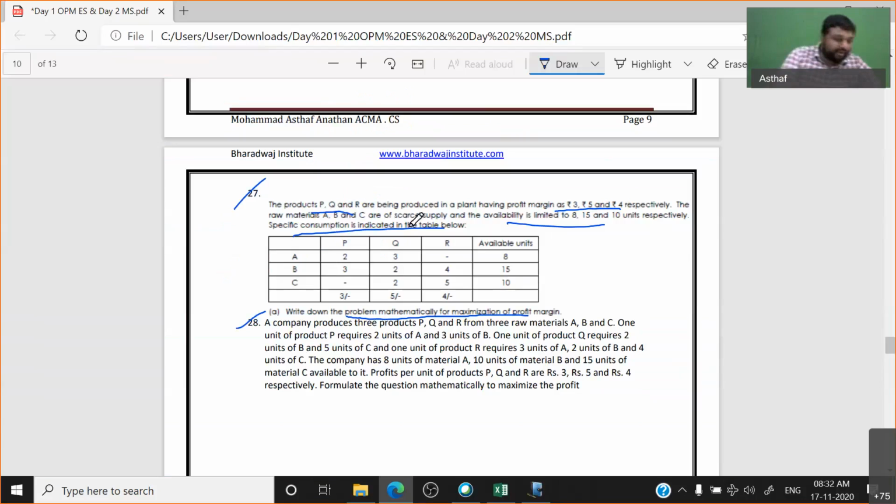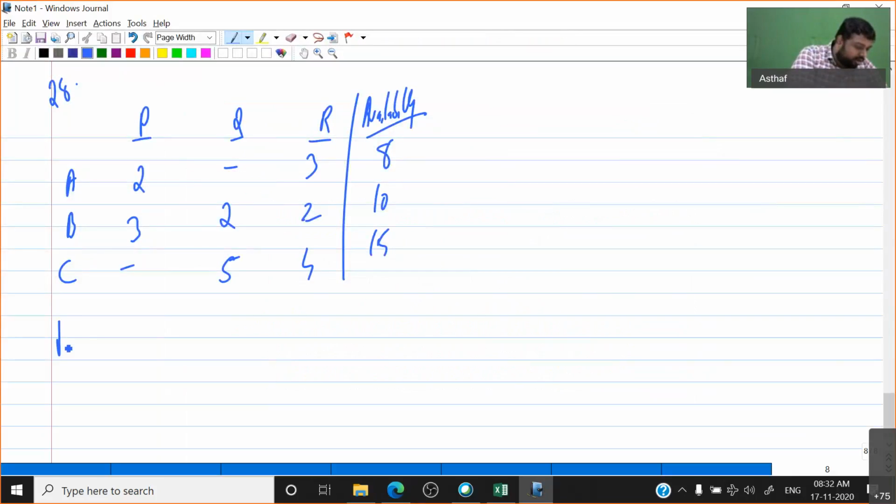The profit is also mentioned. So what is the profit, my dears? 3, 5, 4. So we have to do this for all the questions. Without a table, please don't start, because you will get confused.